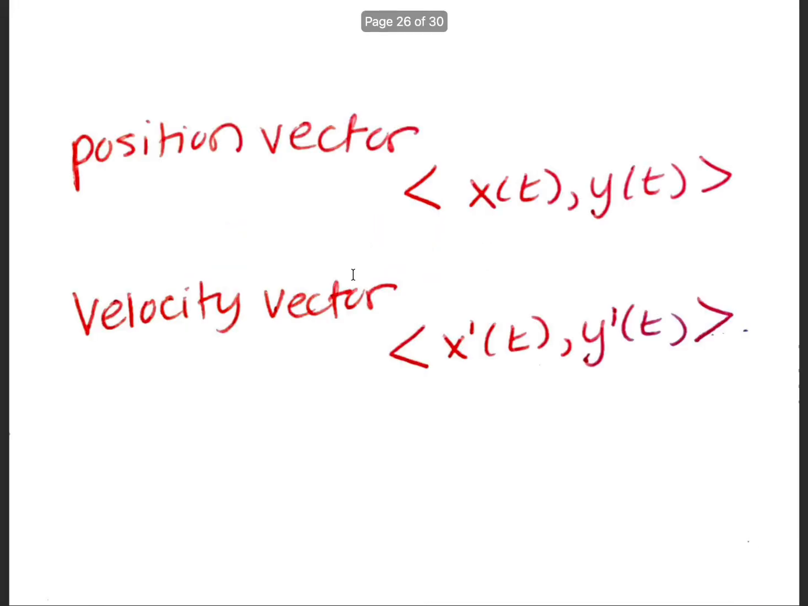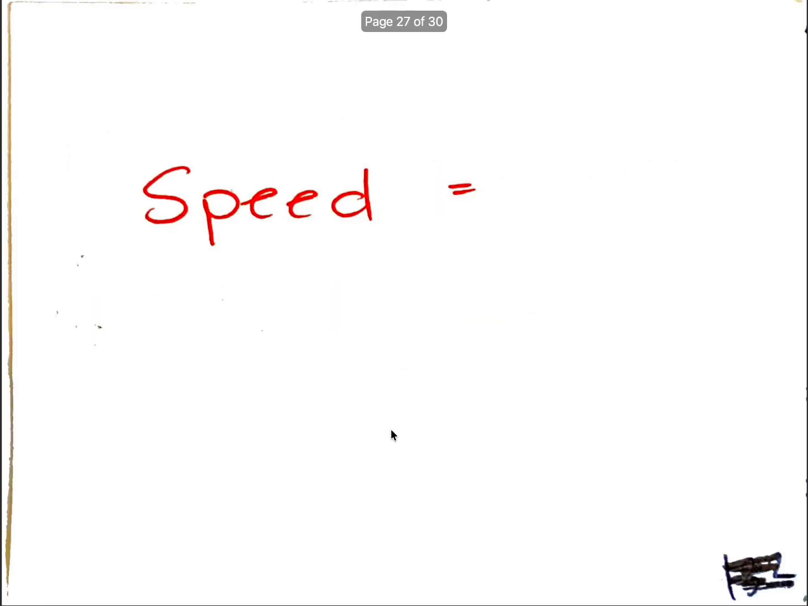Vectors. There are position vectors, velocity vectors, and also acceleration vectors. Basically, each is one degree higher than the other. You take the first derivative of the position vector to get the velocity vector, and you take the derivative of the velocity vector to get the acceleration vector.